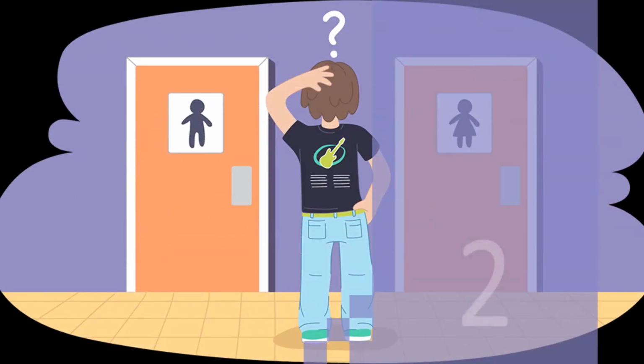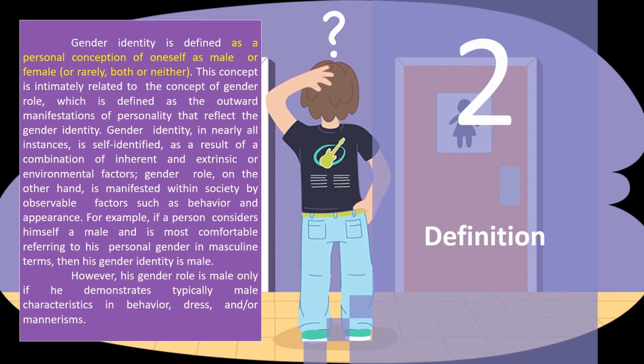Gender identity is defined as personal conception of oneself as a male or female, or rarely both or neither. This concept is intimately related to the concept of gender role, which is defined as the outward manifestations of personality that reflect the gender identity. Gender identity, in nearly all instances, is self-determined as a result of a combination of inherent and extrinsic or environmental factors. Gender role, on the other hand, is manifested within society or observable factors such as behavior and appearance.